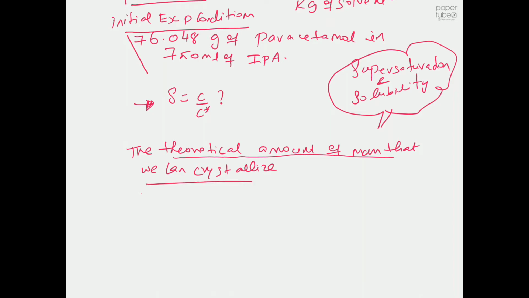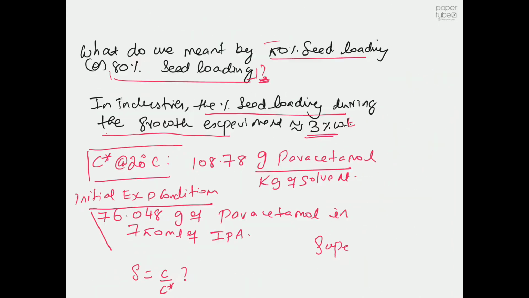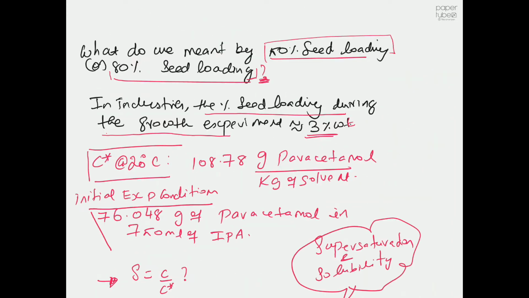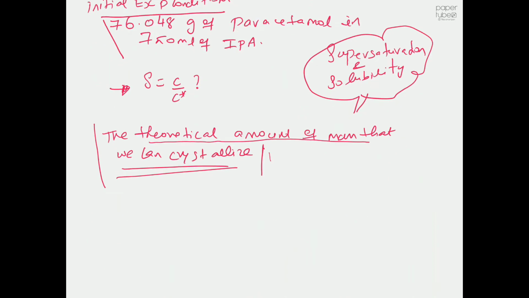If we have this value, then we can make sense of terminology like 50% seed loading, 10% seed loading, 3% seed loading. Everything will make sense only if you manage to calculate how much mass you can theoretically crystallize from that crystallizer, and how to calculate that. So we all know the supersaturation ratio: S is equal to C by C star.